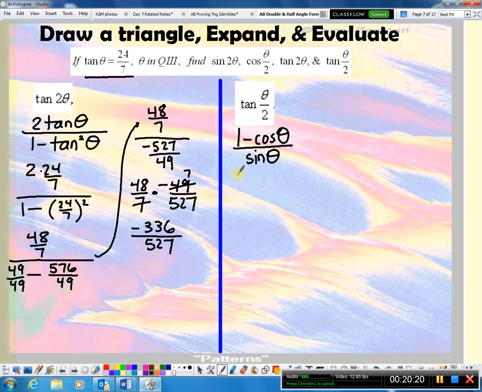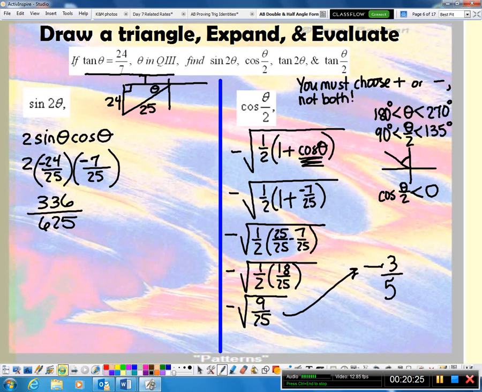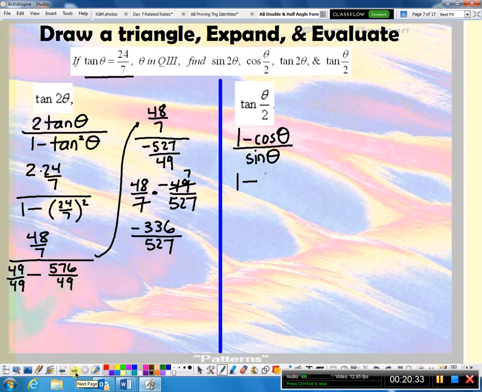So I've got cosine theta. Remember, I have used cosine theta twice now. Cosine theta is negative 7/25. Sine theta is negative 24/25. So this is 1 minus negative 7/25, over sine theta, which, when I look back at the picture, was negative 24/25. Well, on the top, do you see that it would be 25/25 plus 7/25, which you could just do in your head. You don't have to write this extra step. And I know 25 plus 7 is 32/25.